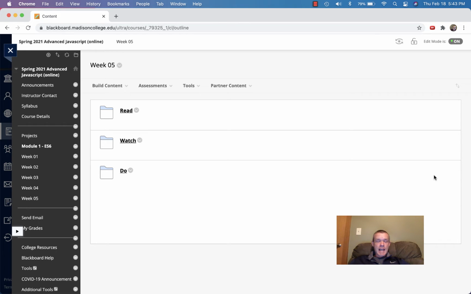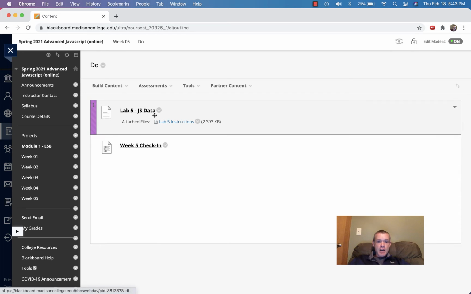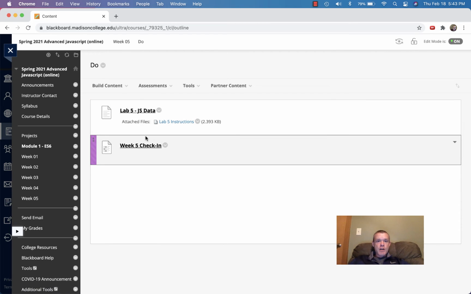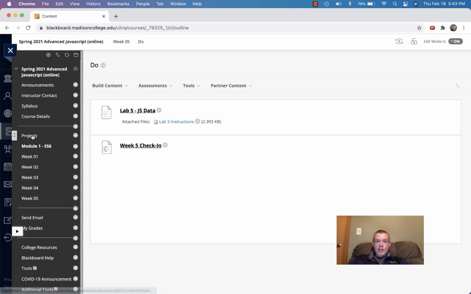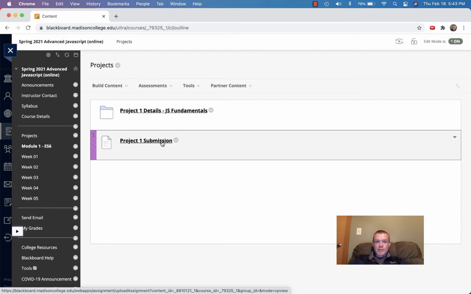The lab and the check-in, which are under the due section of week 5, these two items are due February 24th before midnight. And then your project, under projects and project 1 submission, is actually due the following day, Thursday the 25th before midnight. So all three of those due dates are going to approach next week. This is just a last heads up that those due dates are coming.